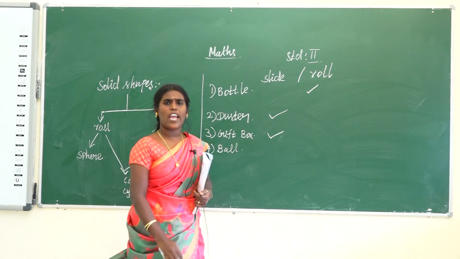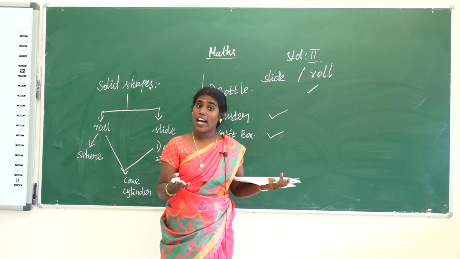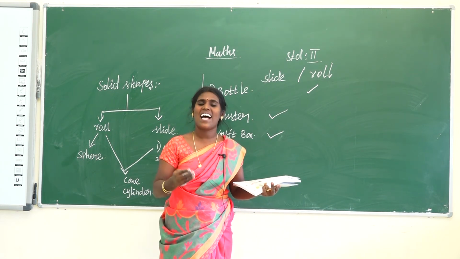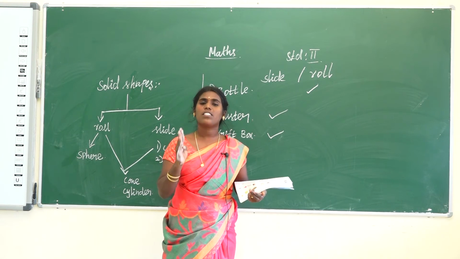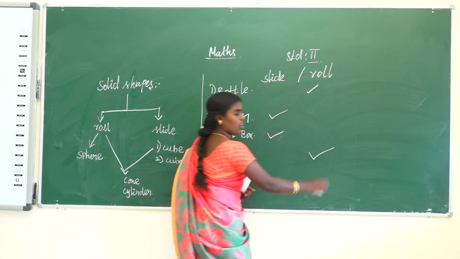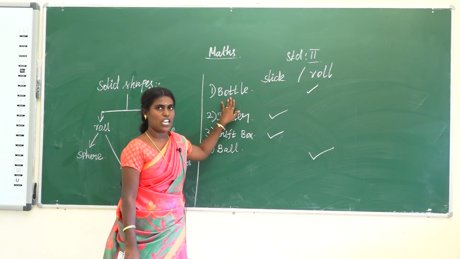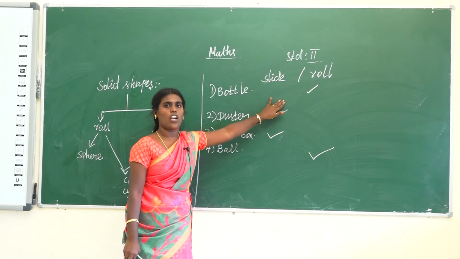Ball is what shape? That is a sphere shape. Sphere has no corners, no edges. It has only a curved surface. So that is what? Rolling. Okay. So ball is rolling. Bottle is a cylinder shape, so that is a rolling object.